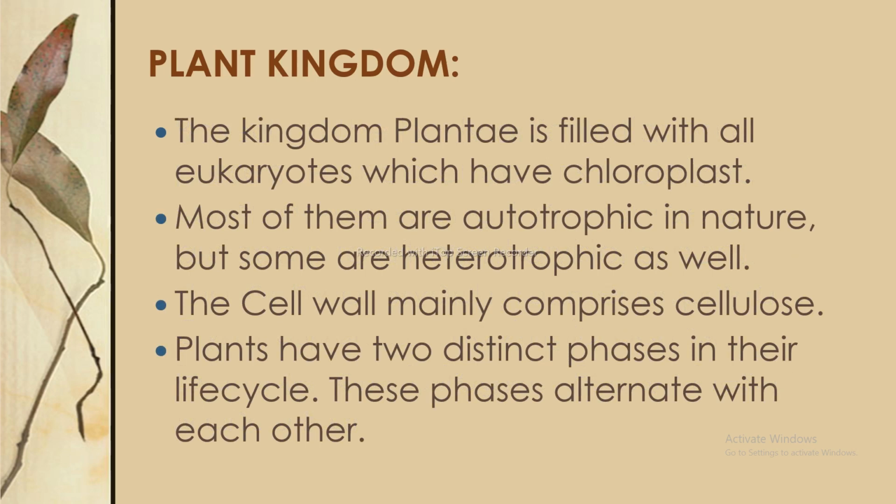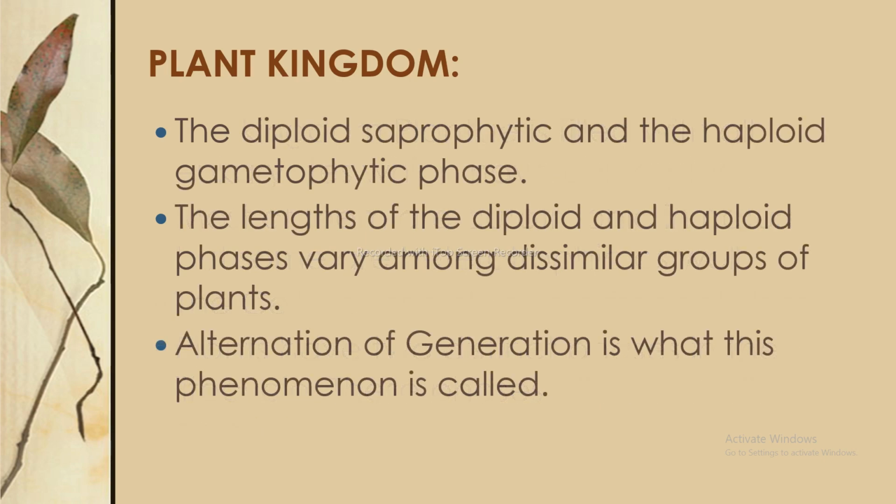The kingdom Plantae is filled with all the eukaryotes which have chloroplast. Most of them are autotrophic in nature, but some are heterotrophic as well. The cell wall mainly comprises cellulose. Plants have two distinct phases in their life cycle. These phases alternate with each other: the diploid sporophytic and the haploid gametophytic phase. The lengths of the diploid and haploid phases vary among dissimilar groups of plants. This phenomenon is called alternation of generation.